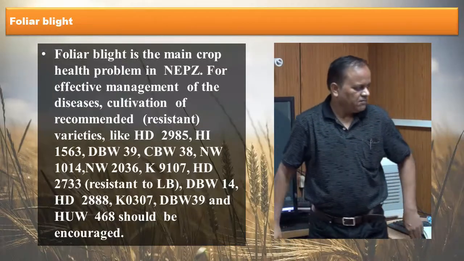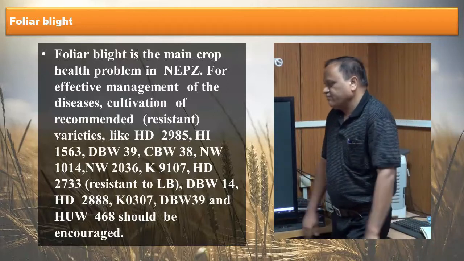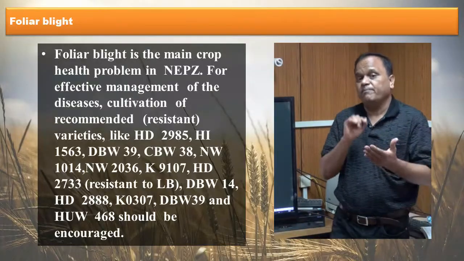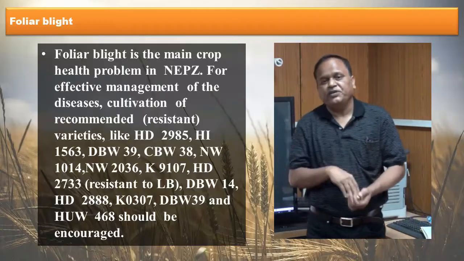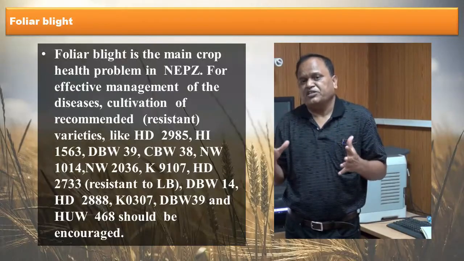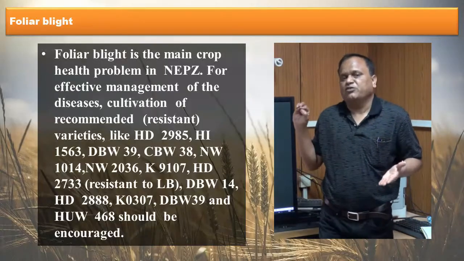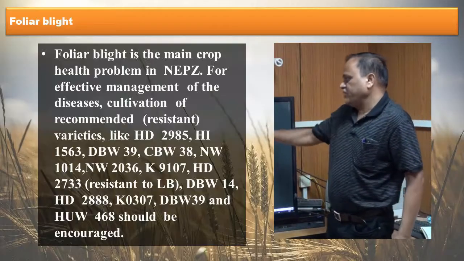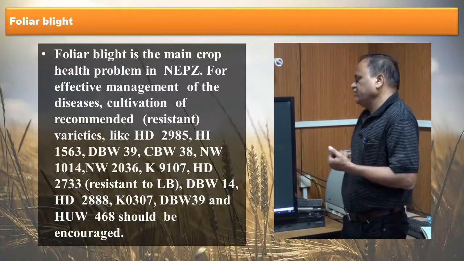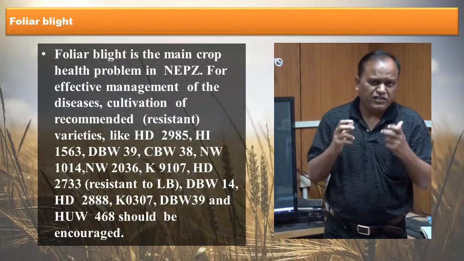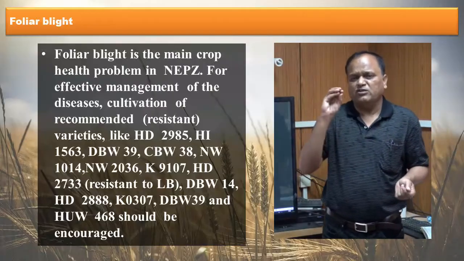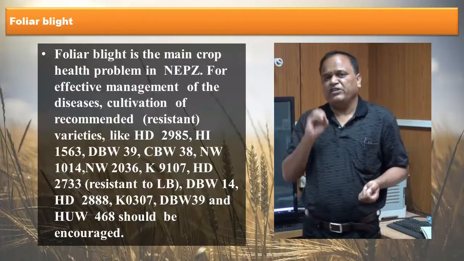Now next one is foliar blight. Foliar blight is the main crop health problem in the northeastern plains zone. The northeastern plains zone consists of eastern UP, Bihar, Jharkhand, West Bengal and parts of northeastern states like Assam, and some parts of Odisha. In this area foliar blight is a very important disease. But in Jharkhand there is very little incidence of foliar blight, while you will find very heavy infestation in eastern UP, Bihar, West Bengal and Assam.